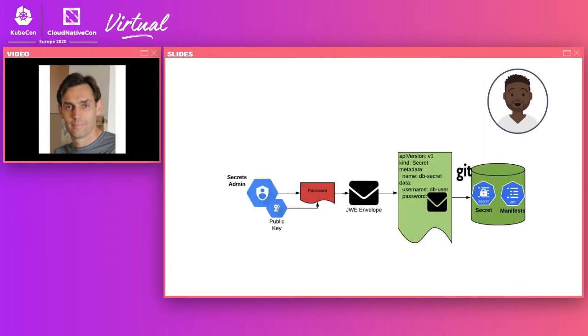Let's unpack this script. First, we will assume that the secret admin checked out the public key and the accompanying script from the repository. Second, the secret admin supplied the path to the public key along with the credential to be encrypted as inputs to that script. The script produced a JWE encrypted envelope, which was placed into the data field of a Kubernetes secret. Finally, this newly created Kubernetes secret was published to the Git repository. At this point, the only way to decrypt this envelope is by calling the KMS API, which we protected by the access control list.